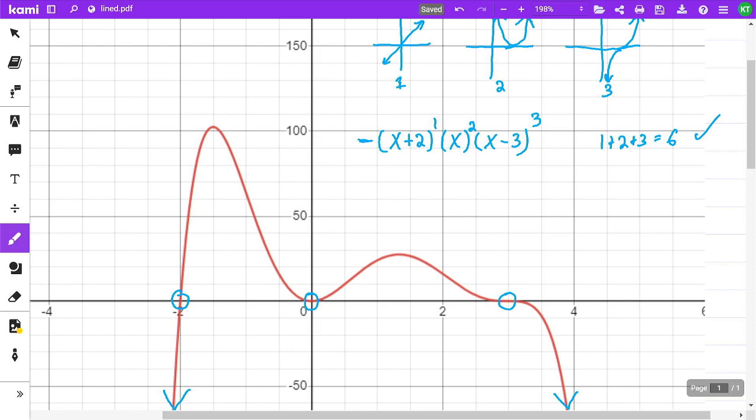And then just to triple check here, our degree is going to be equal to the number of turns we have plus 1. So if I check that here, I have 1 turn, 2 turns, 3 turns, 1 turn right here, and 1 turn right here. So that's 5 turns plus 1, and so that equals 6. Again, that checks out.